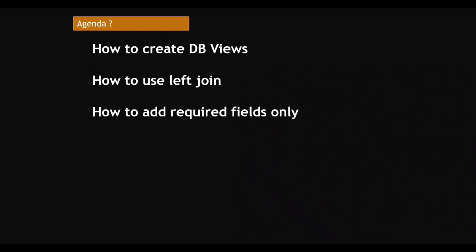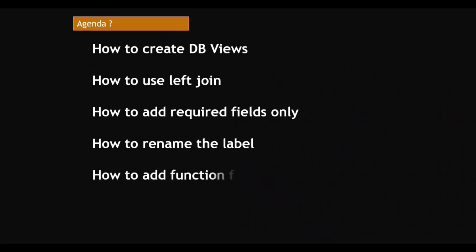For example, if you join two tables, we need only a few fields, not all the fields from the two tables. How to rename the label. For example, if two tables have the same field name, in the report it shows the same name. So then how do we rename one field to another name?